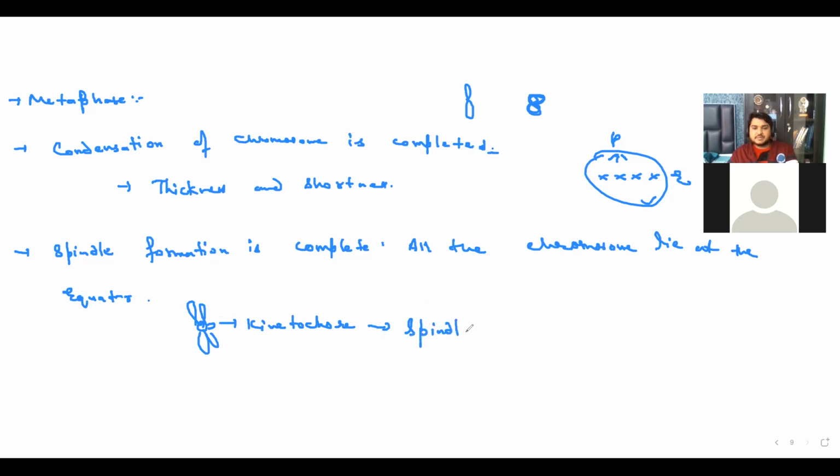Is the spindle fiber coming from the pole or the equator? From the pole. Pole to equator, right? So the spindle fibers come from the poles, and all the chromosomes get attached at the equator. Then they are being pulled towards the poles. Some chromosomes will go to one pole and some to the other pole, and at the middle, the cell is going to be divided.